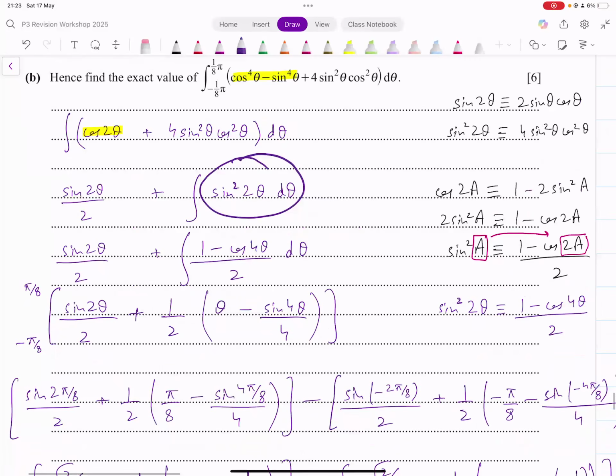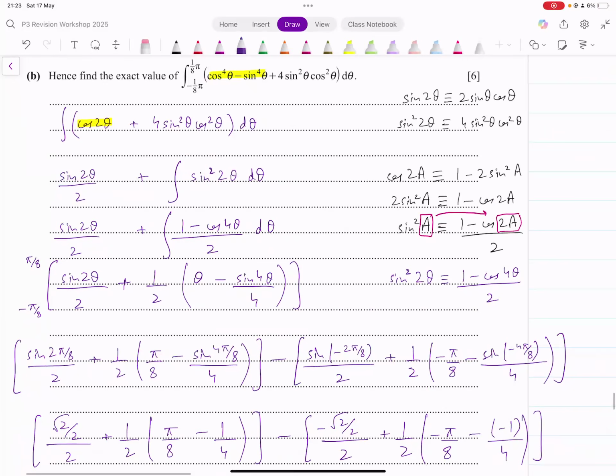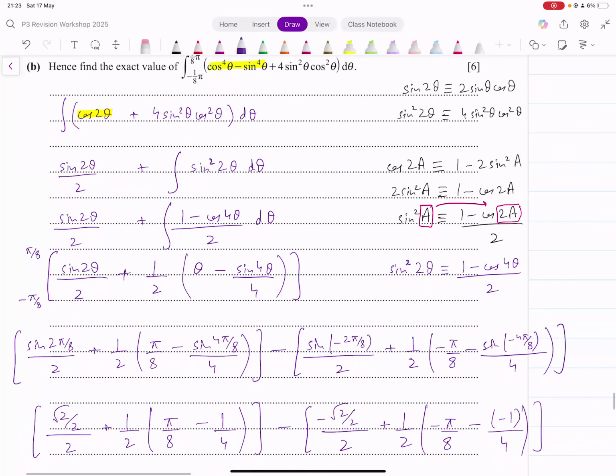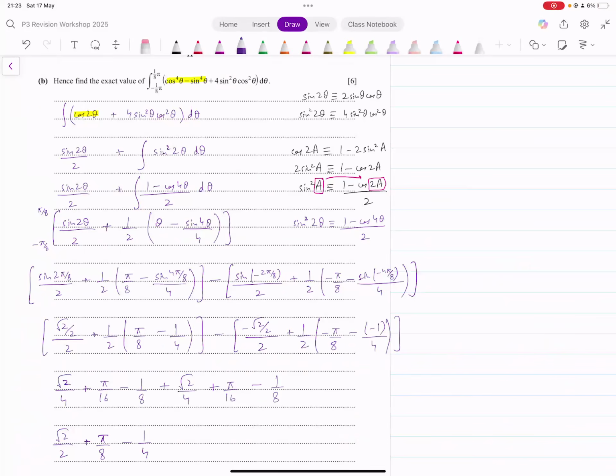We've discussed that before as well. Use the double angle identity for cos to get rid of that power, integrate that, input those limits that are given, and you want an exact answer at the end again. So you have to show all working, and you get the result from that.